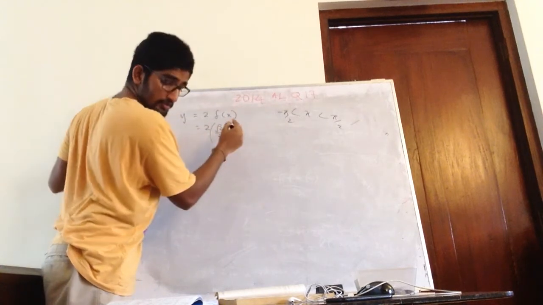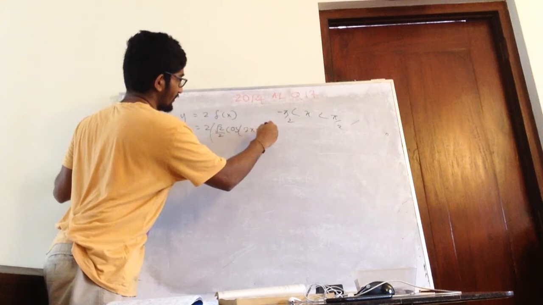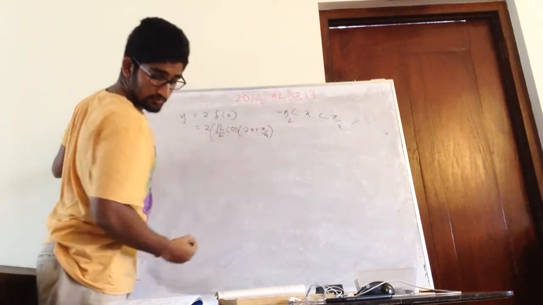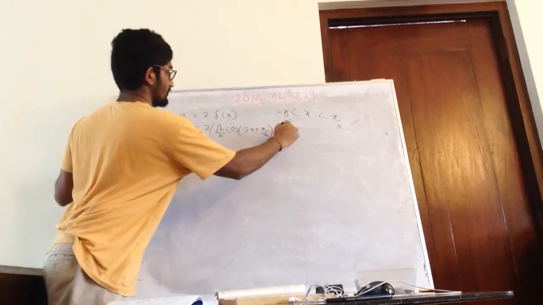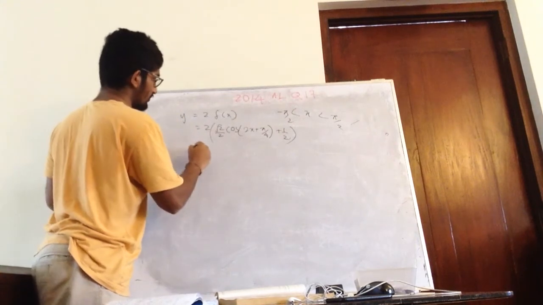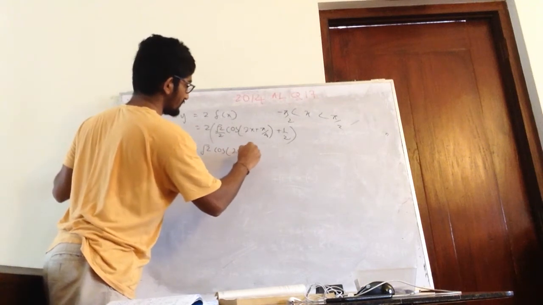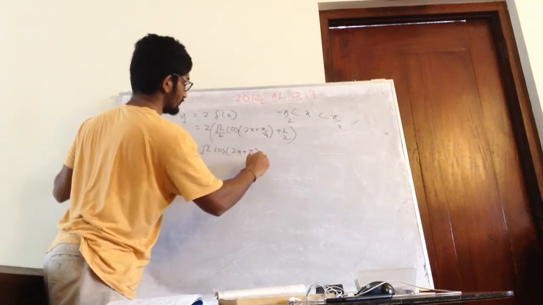Cos 2x plus 5 over 4 plus half. Right, so this is the equation that you will get: square root 2 cos of 2x plus 5 over 4 plus.